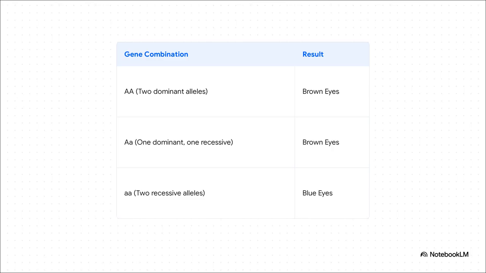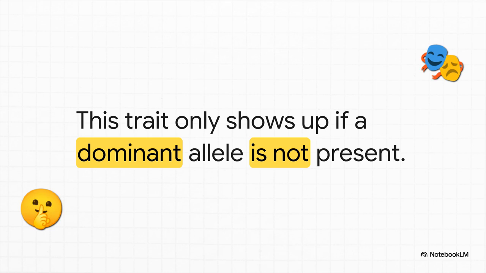That makes sense. But here's the key part. Even if you get one of each, Aa, you still get brown eyes. Why? Because that dominant capital A allele completely masks the effect of the lowercase a. So what happens to that other allele, the one that got masked, the one for blue eyes?